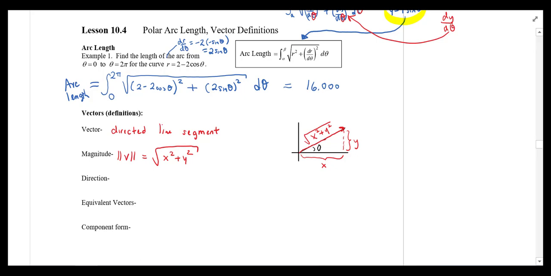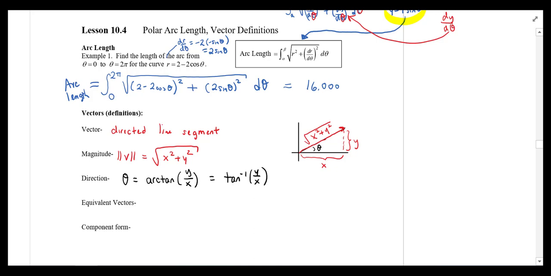To describe the direction, we're going to use an angle. I'm going to use this angle called theta. So this angle here is found by taking the inverse tangent or arctangent of the ratio of the y over the x value. That's how we describe the direction using an angle, and this would be an angle in standard position.